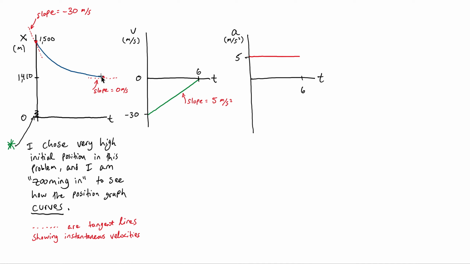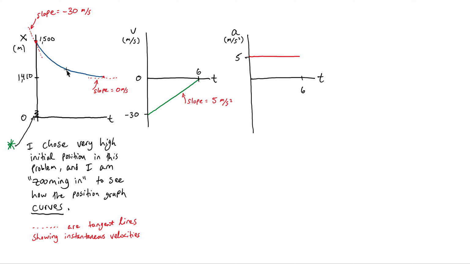Well, you should be familiar with the concept of a tangent line. And if we go at these different points, I've chosen two of them here, and we draw a tangent line, which is a line that intersects a curve just at one point, we can see that the slope of this tangent line would be 0 meters per second. And that indicates a velocity of 0. And over here, the slope of this tangent line, right when we begin, that would be negative 30 meters per second. And those are our instantaneous velocities at these moments in time.